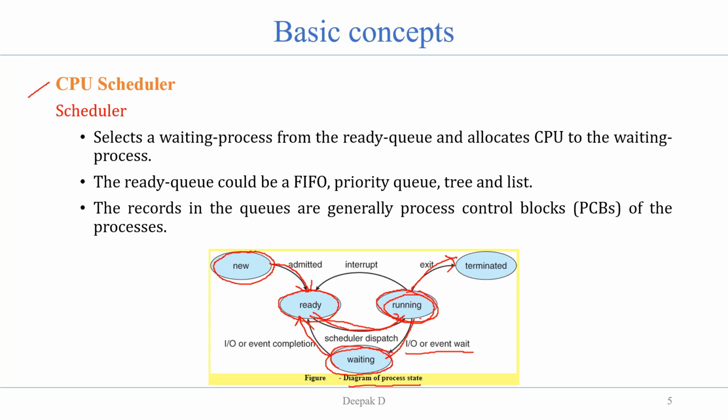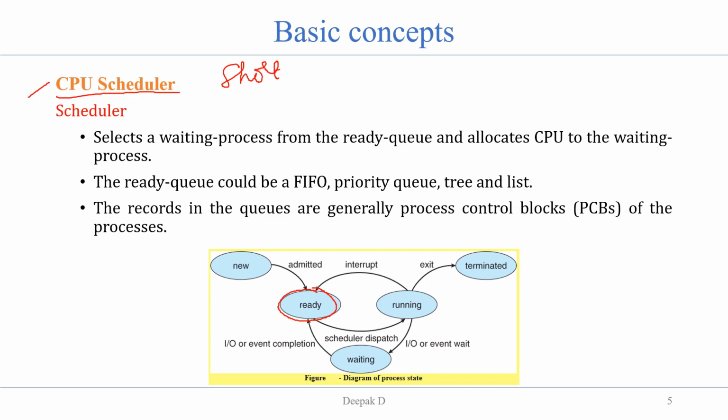So what is the purpose of your CPU scheduler? Whenever your CPU becomes idle, your operating system has to select one of the processes which is in the ready queue to be executed. That selection process is carried out by the CPU scheduler, or it can also be called the short-term scheduler. What actually does this scheduler do?